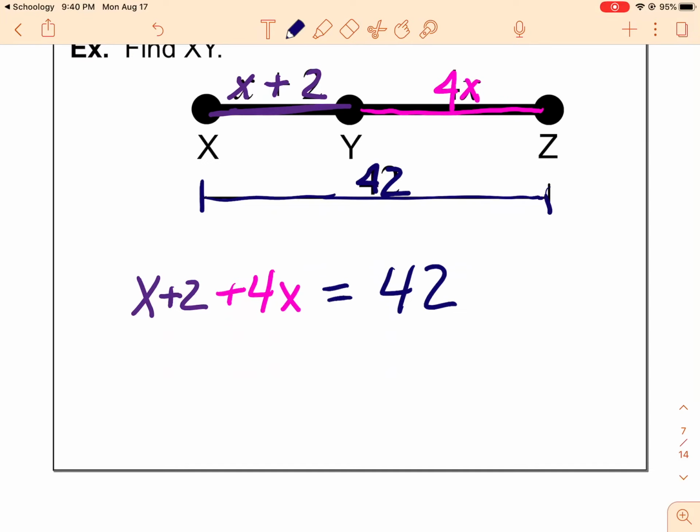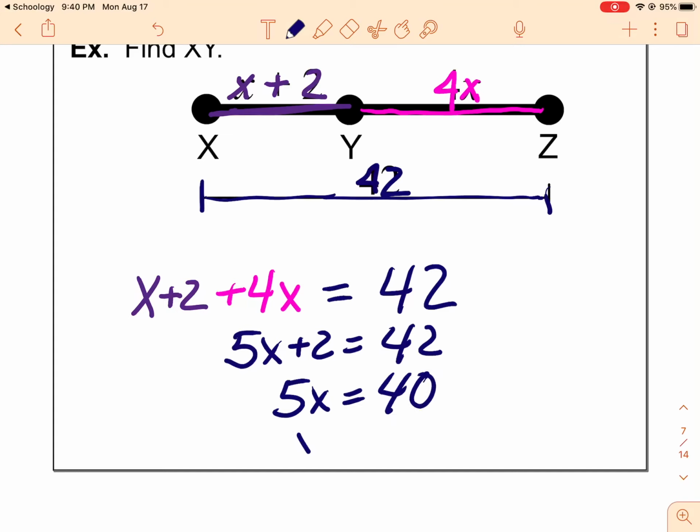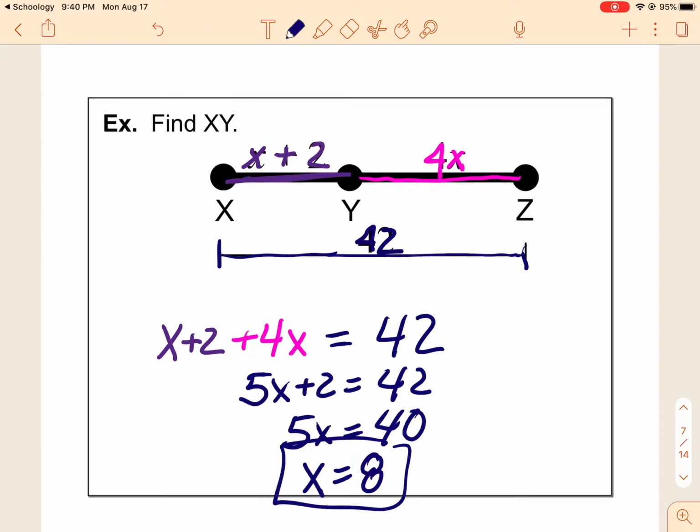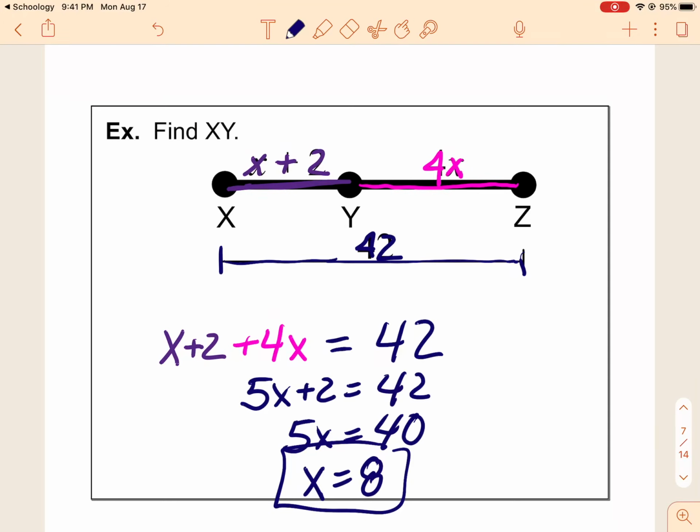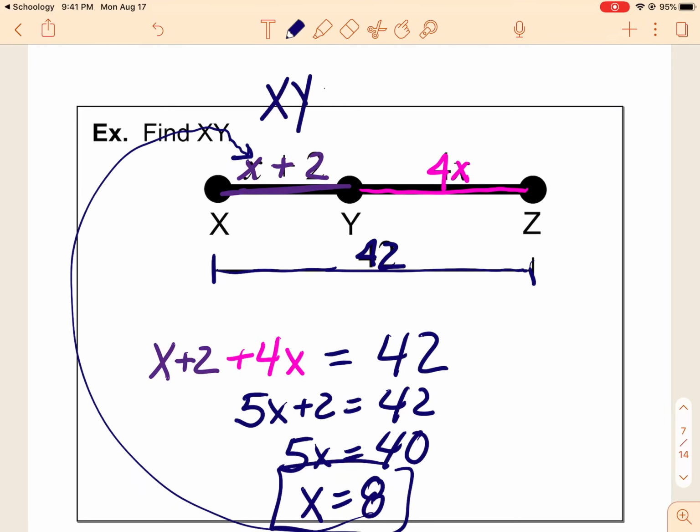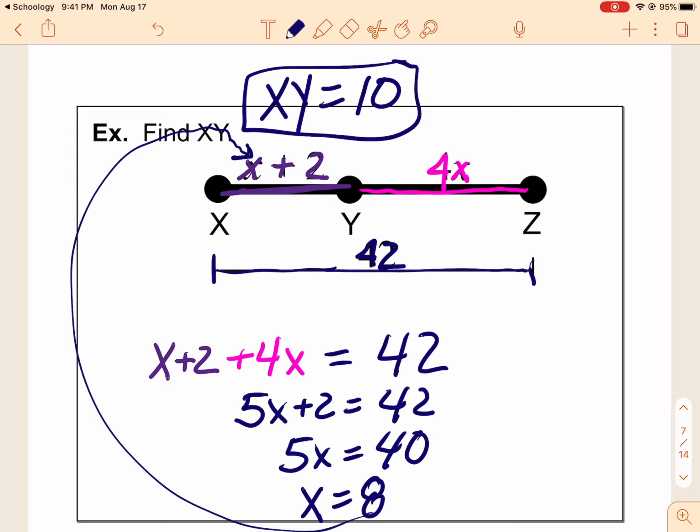You can go ahead and continue and solve that. Pause it if you need to, because I'm going to quickly say you combine like terms, you subtract the 2, and then you get x to be equal to 8. But did that answer the question? No. It says find xy. Well, we have to take that 8 and plug it in right there. So then 8 plus 2 means that xy is going to be 10. So I actually wouldn't box off that. xy equals 10.